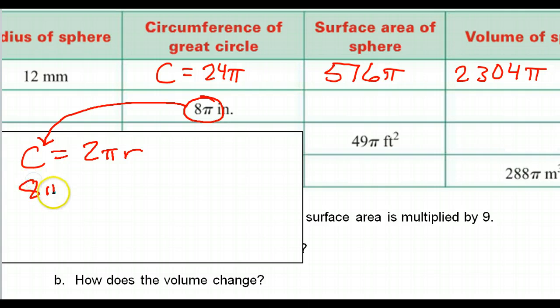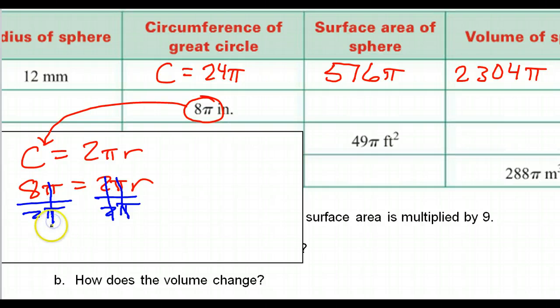So that becomes 8 pi equals 2 pi r. And then you need to divide both sides by 2 pi. Like so. That way this cancels out. Even the pi's cancel out. So that's going to just leave us with a radius of 4. Okay, so that is 4 inches. Once you have the radius, you can find the other stuff just like we did on the previous problem.